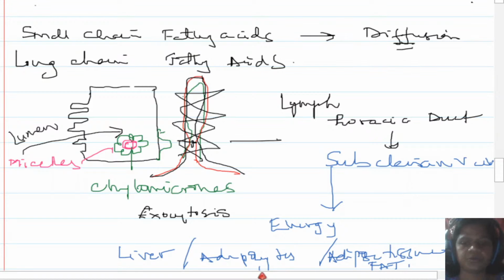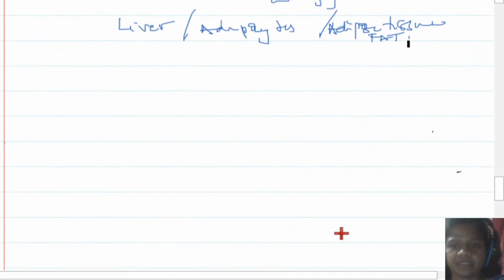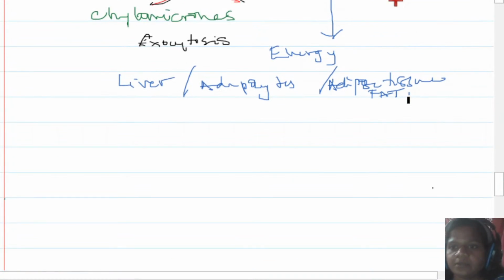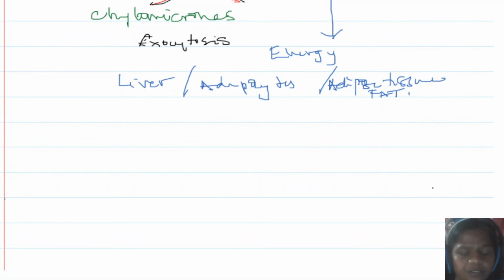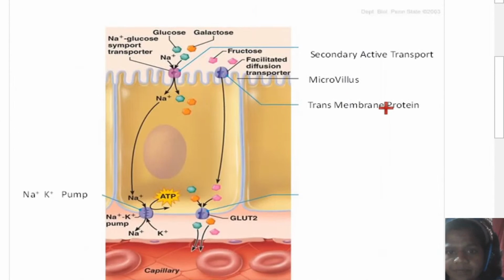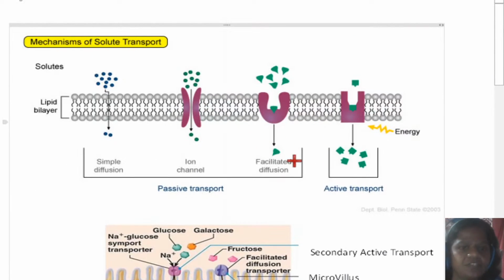But the excess is stored in the adipocytes or the cells of the adipose tissue as fat, and also in the liver. Now let's look at the picture. Maybe you will understand it better. See, there are two kinds of transport, active and passive. Passive means there is no utilization of energy. In the active transport, we expend energy, usually in the form of ATP. It is used to actually get the materials from the outside to the inside of the cell.